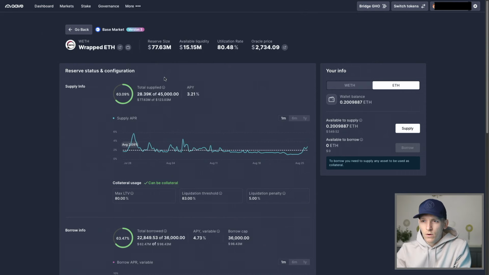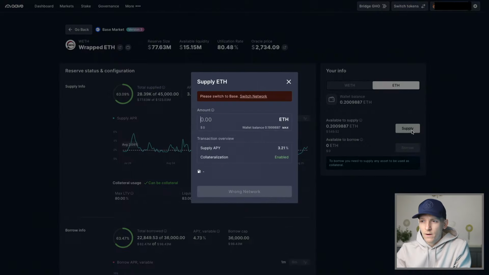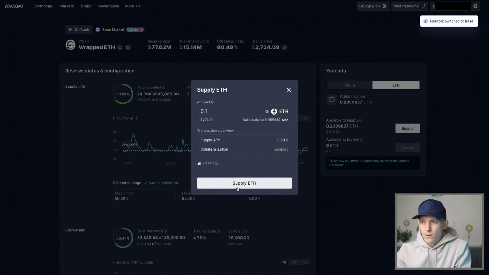So I've got some ETH in my wallet here, so I'm just going to supply this, press supply, and then, how much do we want to go ahead and supply? So let's do something like that. Supply this amount. This is the supply APY, which is 3.23%, collateralization enabled. I'm just going to switch the network here, switch. There we are, supply ETH, and then we'll go through that transaction.